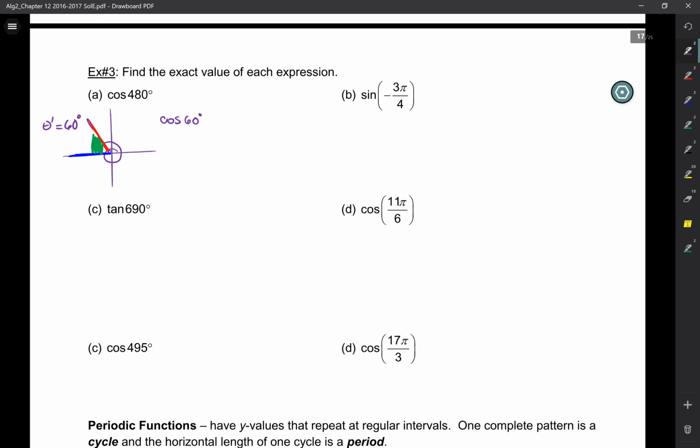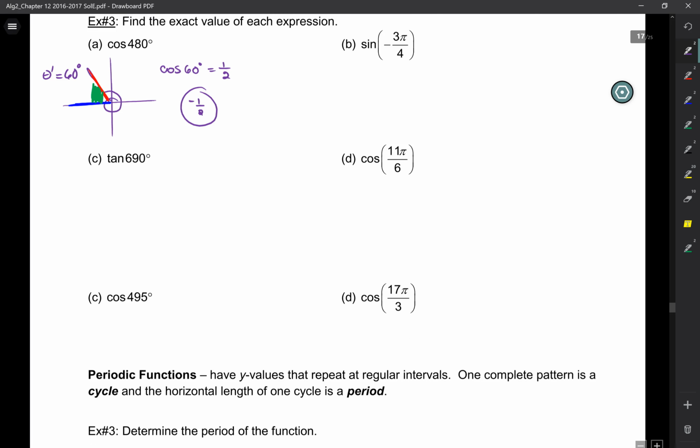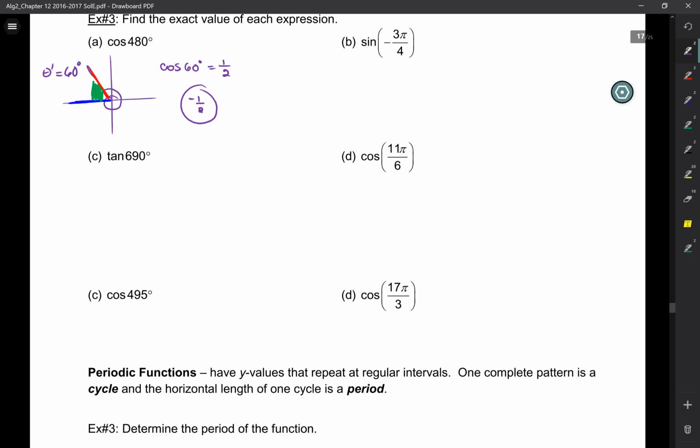The cosine is this one, which is the 1/2. So cosine of 60 is 1/2. Now, in this quadrant, is cosine positive or negative? It's negative. It's all students take calculus, so it's negative. That means the final answer is -1/2. If it were the other quadrant, the sign would be positive.